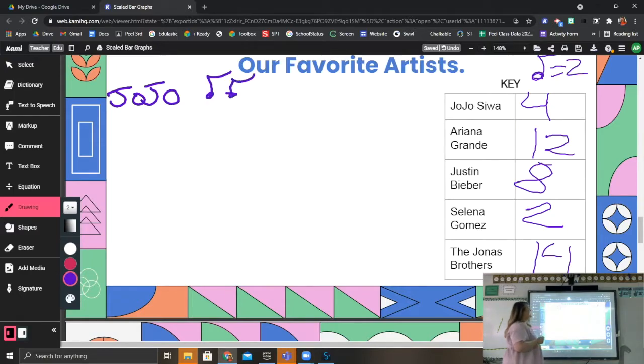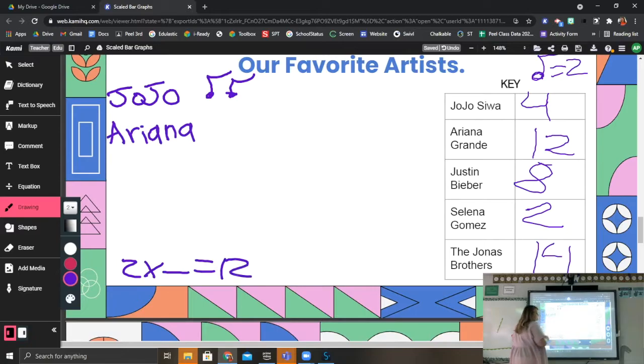Alright. Next, I have Ariana Grande. And we had 12 students vote for Ariana. So I've got to think 2 times what equals 12. And whatever goes in this blank is how many music notes I'm going to draw. If you said 6, you're correct.